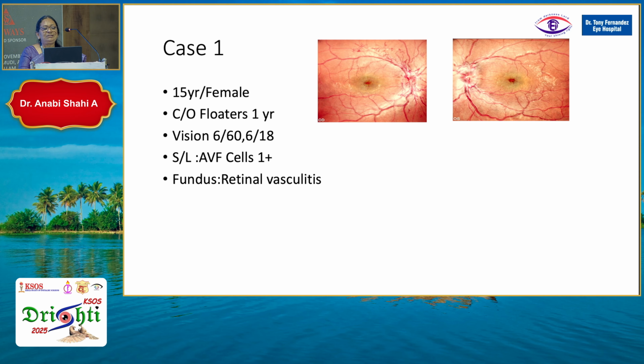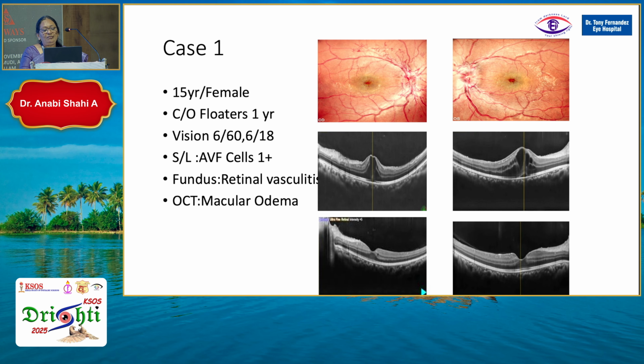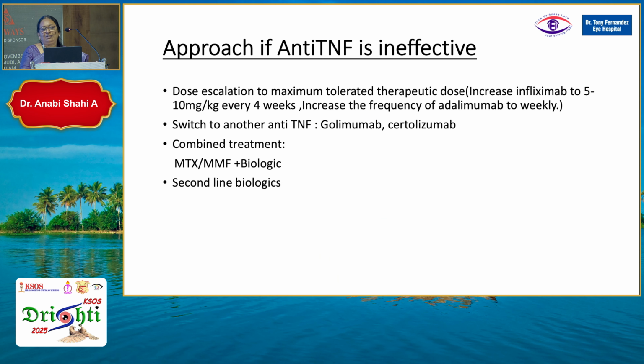When she came to us, the fundus picture showed features suggestive of retinal vasculitis, and OCT showed macular edema. So we started initially the patient on systemic steroids. We sent the patient for a rheumatological consultation, and she was again started on adalimumab. And after 3 weeks of starting biologics, she was put on MMF also, and she responded very well. Macular edema subsided.